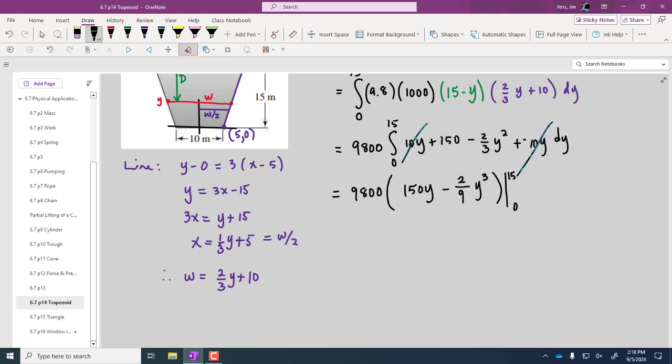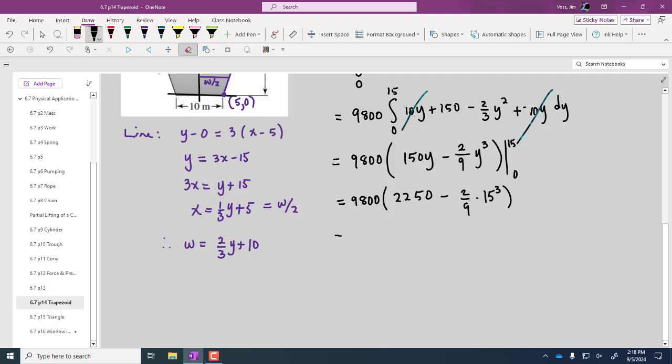Plugging in 0 doesn't count. We only worry about the 15, so we'll have 9,800. We'll have 15 times 150, so that's 225 with a 0. Minus 15 cubed times 2/9. Whatever 15 cubed is, that's too big for my brain. And then we add that all up and we get our answer.